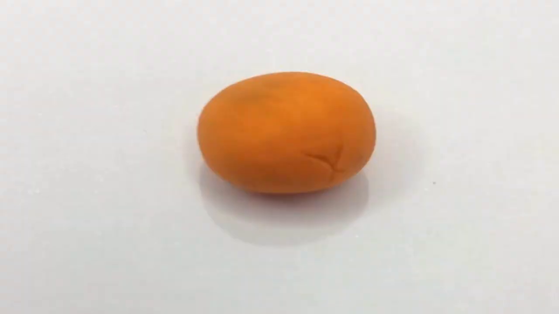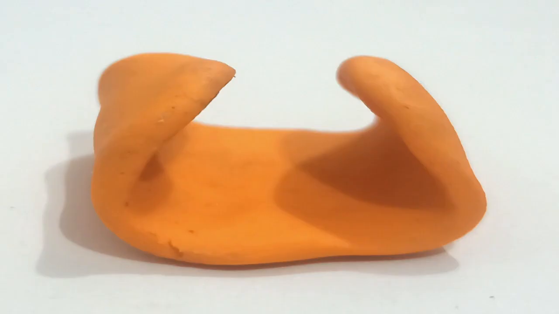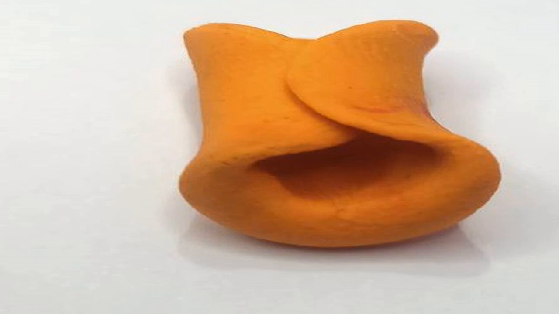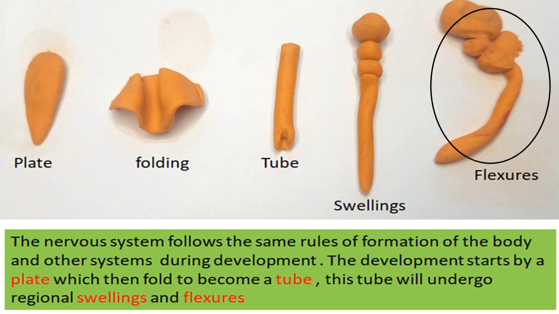Simply, if you have a piece of clay and want to make a tube from it, you will firstly convert it into a sheet and then fold the sheet to form a tube. This is exactly what happens in the early development of the nervous system. So this is the plate. This plate will undergo folding, and folding will result in formation of a tube, and this tube will represent regional swellings, which are called vesicles, as we will see later. And then the final step is flexuring of the structure to form the final shape of the central nervous system.